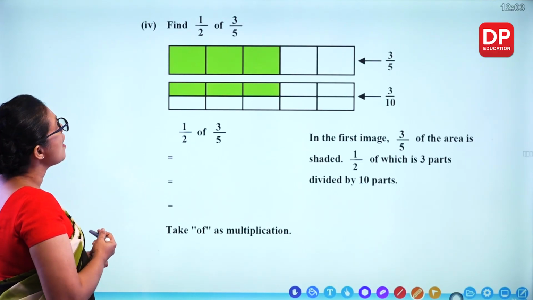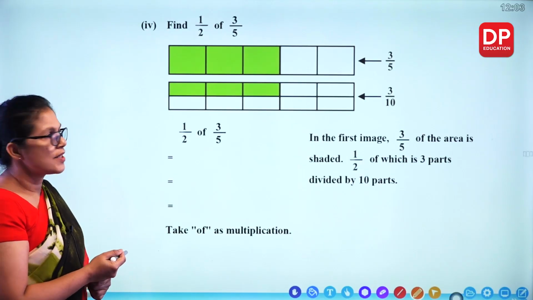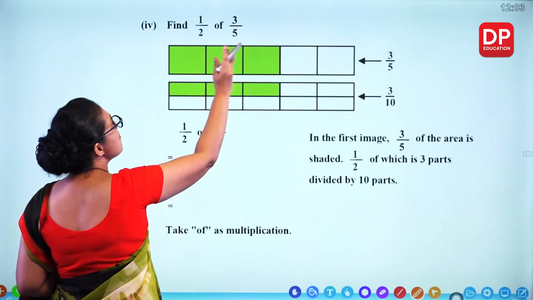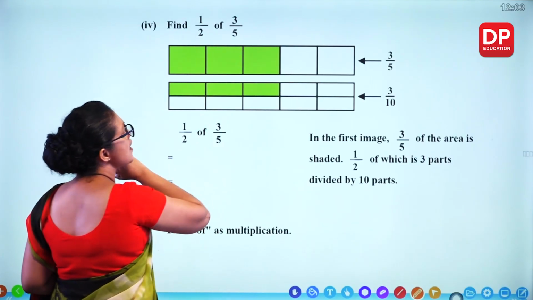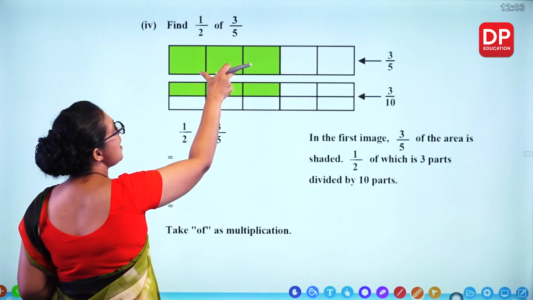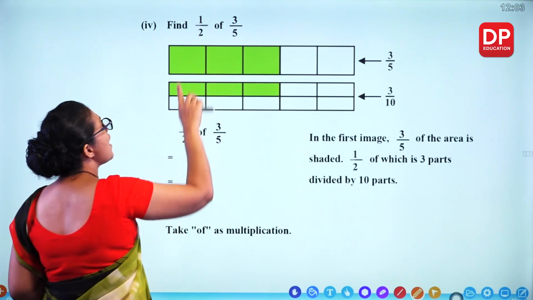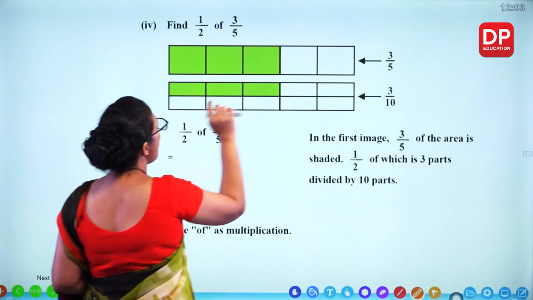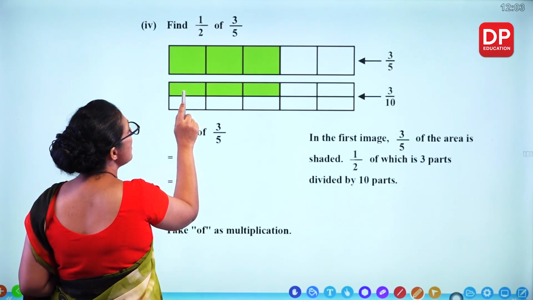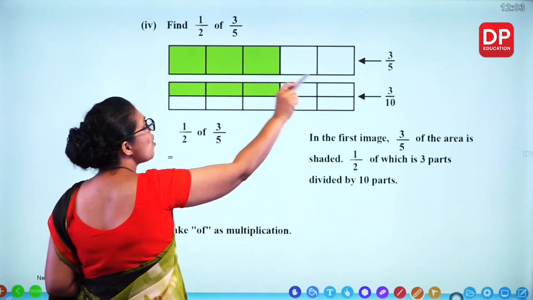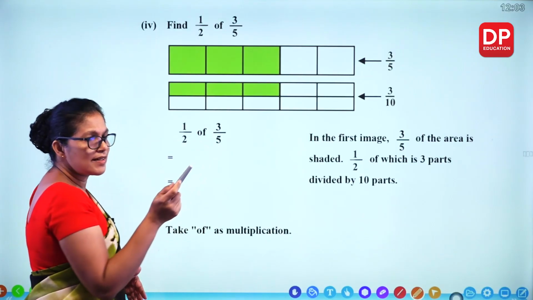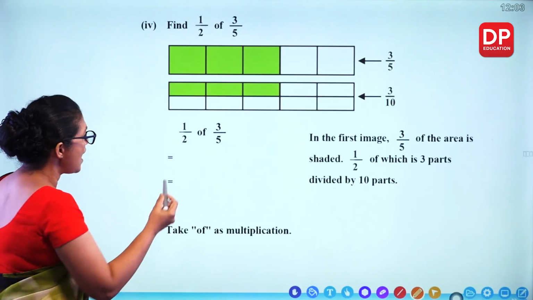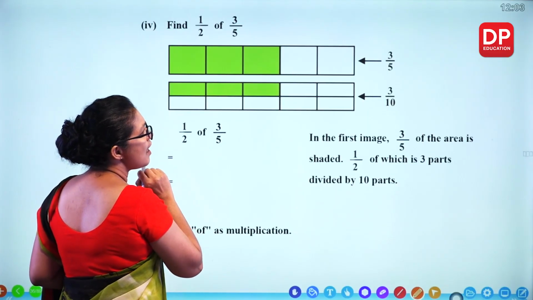This one, half of 3/5. Look at the first diagram. 5 parts are there and 3 parts are shaded, 3 out of 5. Now you have to divide that into half. When you divide that into half, how many parts are there? 3 parts out of 10. So what's the answer for half of 3/5?